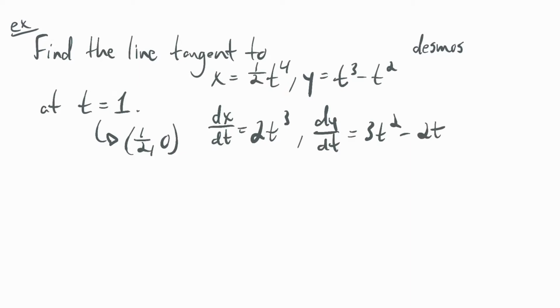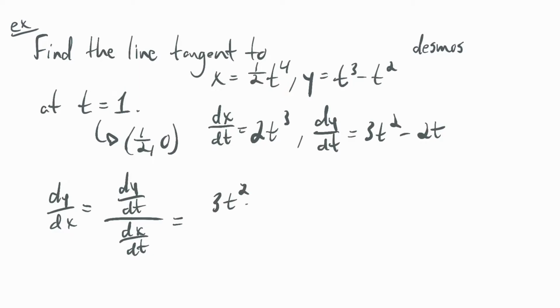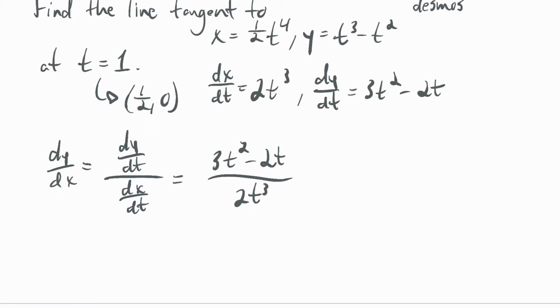Minus 2t. Okay, so dy/dx will be dy/dt over dx/dt. So that will be 3t squared minus 2t over 2t cubed. So now I'm going to evaluate this at t equals 1. So dy/dx, evaluated at t equals 1, will be 3 times 1 minus 2 times 1 over 2 times 1.